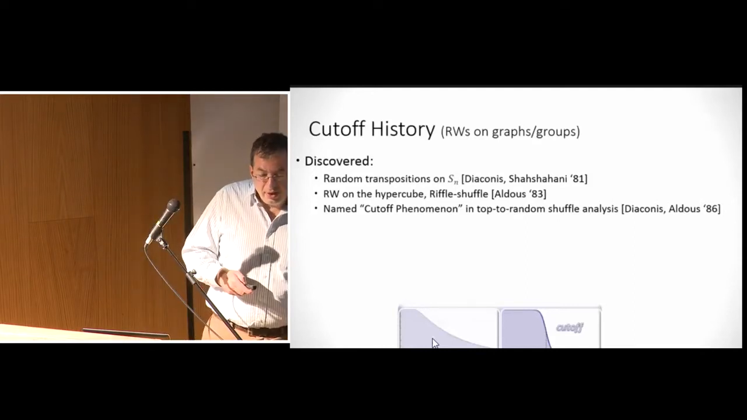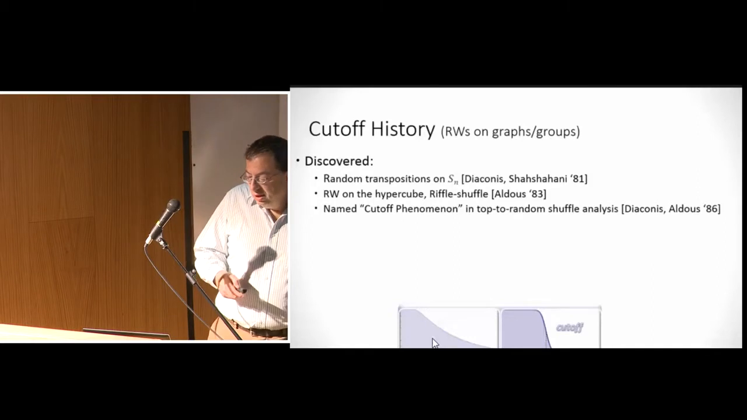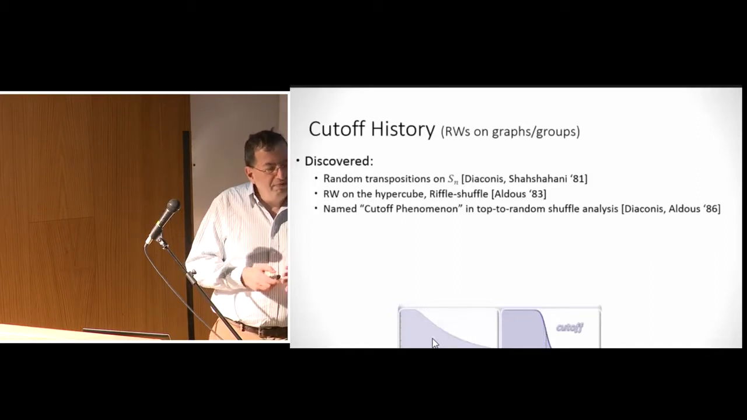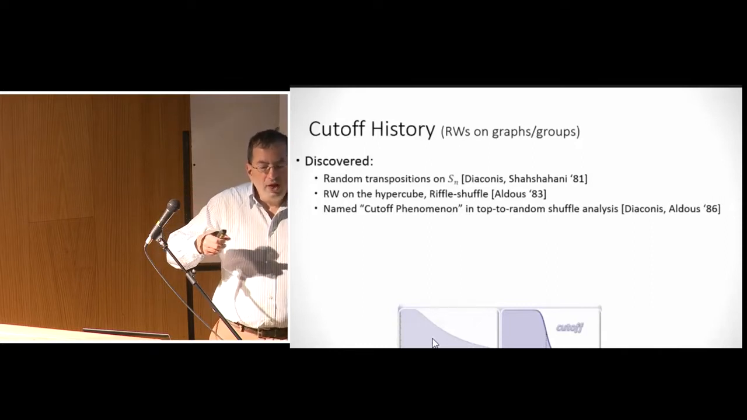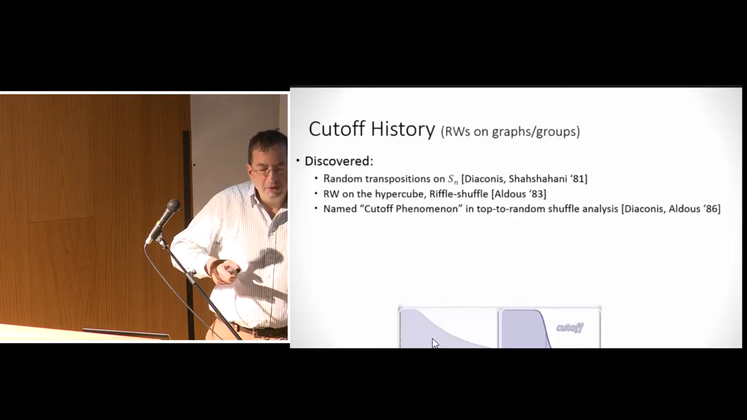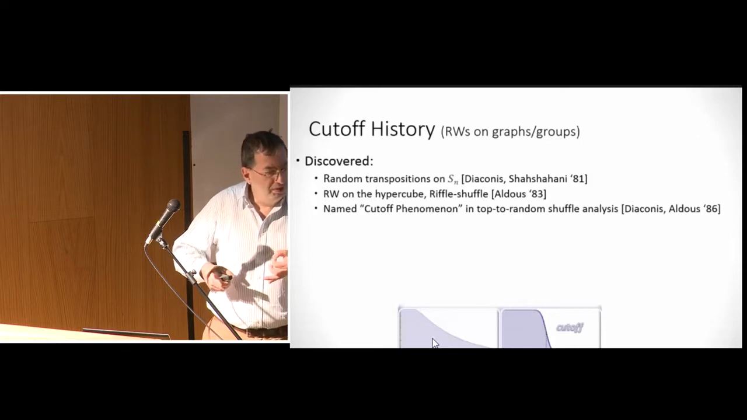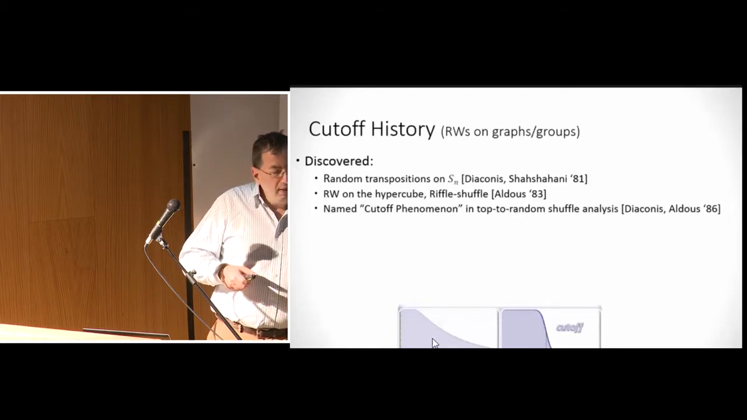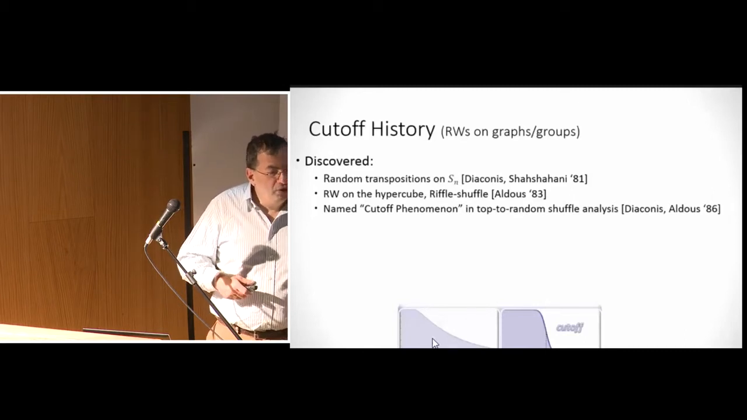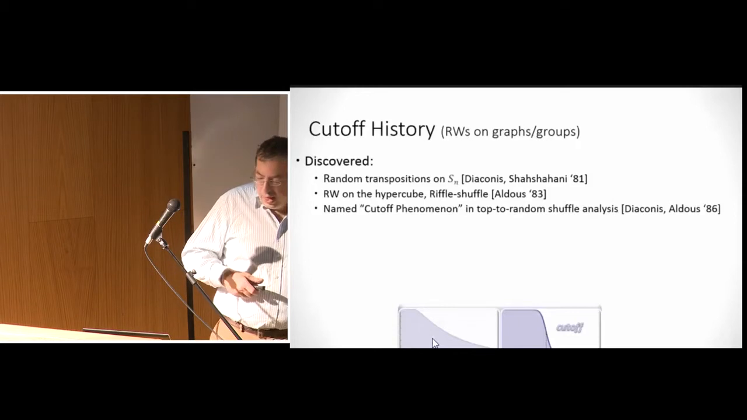In a way, a simpler example is a lazy random walk on the hypercube. So you have the hypercube, the n-dimensional hypercube. Each time with probability half you stay in place. With probability half you move along one of the edges. So lazy simple random walk on the hypercube mixes again in n log n over 2 steps.